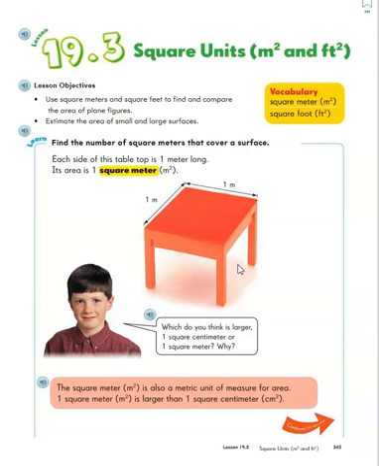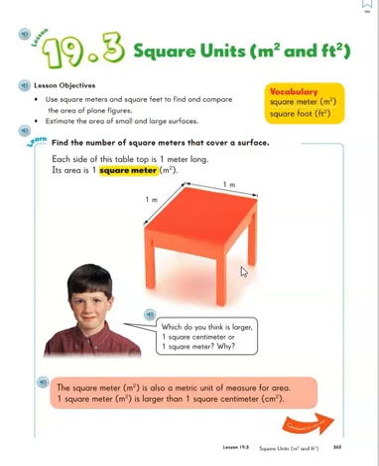So if we're measuring, say, the surface of a cell phone, we would probably want to use square centimeters for that, right? Because a cell phone isn't too big. And then if we were measuring a book that we're reading, depending on the size of the book, we would want to use either square centimeters or probably square inches, right? Think of one of the books that you're currently reading. We would probably use square inches for that.